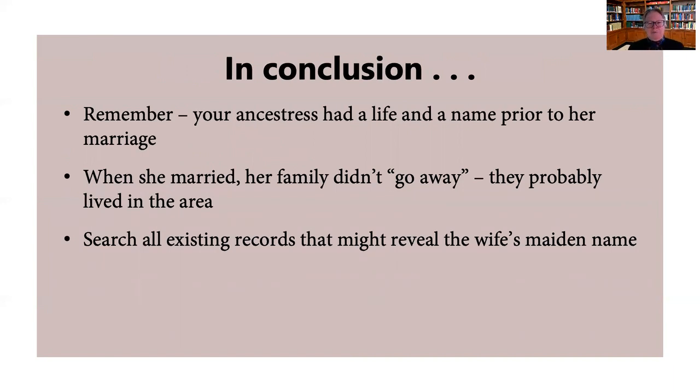In conclusion then, remember, your ancestress had a life and a name prior to her marriage. When she married, her family just didn't go away. They probably stayed in the same area. And search for all existing records that might reveal the wife's maiden name.